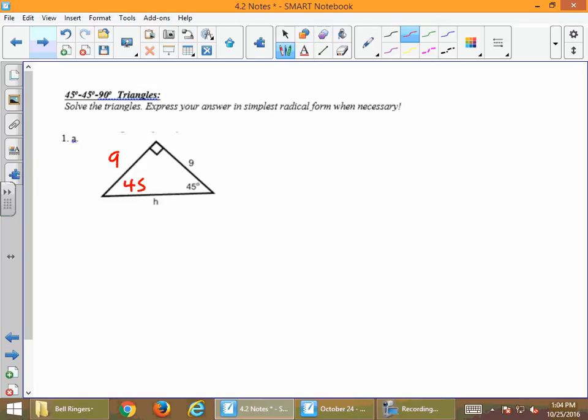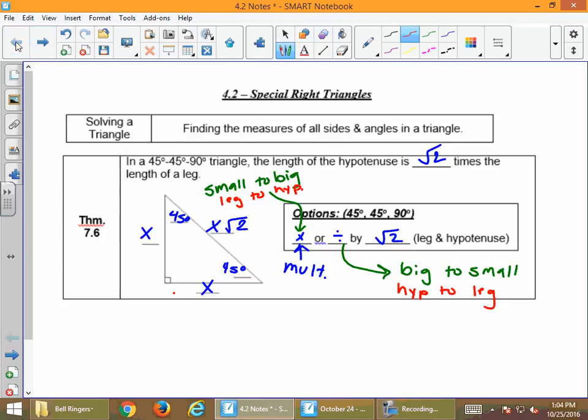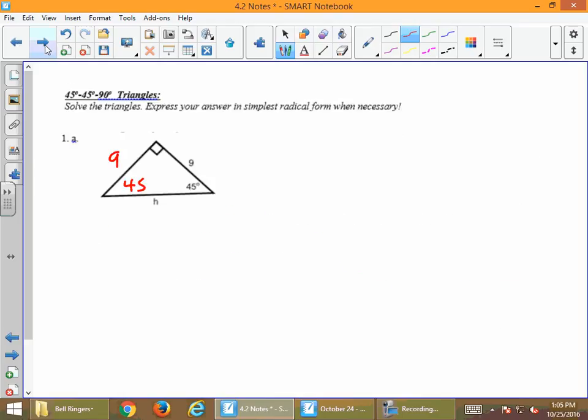But it does ask for H. So this is what you have to know. I'm going from a small piece, one of the legs, to the hypotenuse. What operation lets me go from small to large? Multiply or divide? Multiply. So I'm going to multiply. What do I multiply by in 45, 45, 90s? Only one option. Not 2. Radical 2. Everyone get out your calculators, get ready to go. I would take 9 times radical 2.